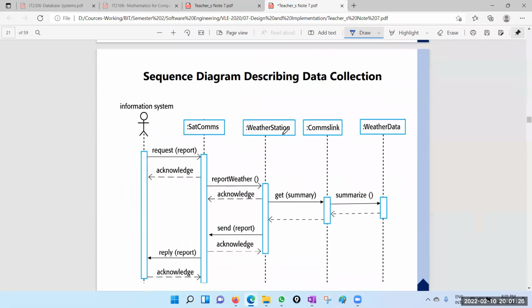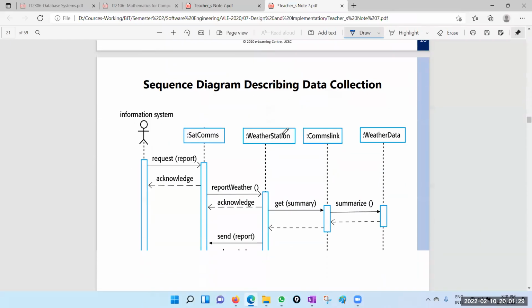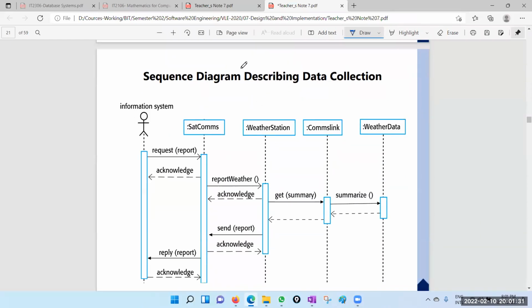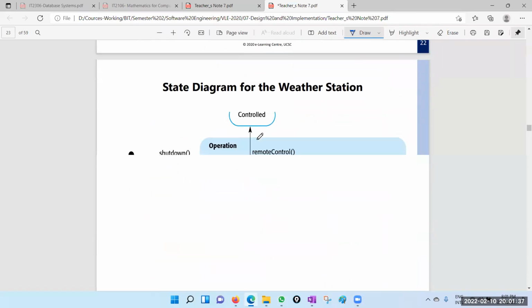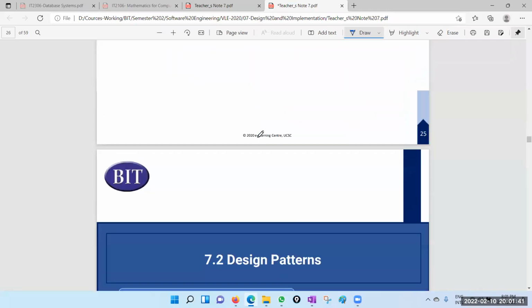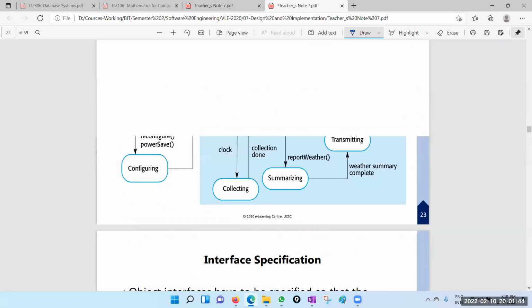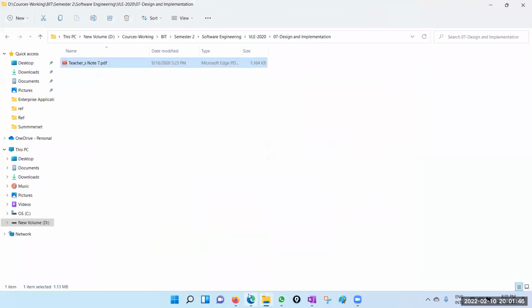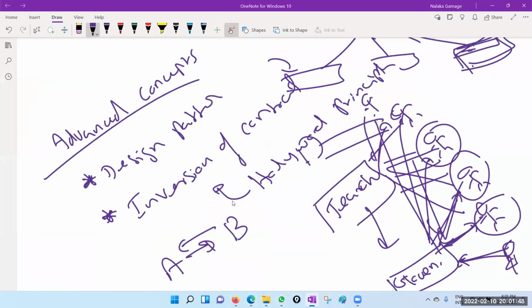And I told you that we are interested in how these classes are related. So that is called a class diagram. Let's see whether we have a class diagram somewhere. Unfortunately, no class diagram. Okay. Right. So I will explain it separately because your note is not explaining it well.